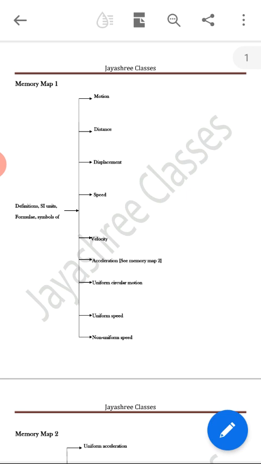Okay, here is a memory map. The first memory map gives definitions, SI units, formulas and symbols. There are some terms which are displayed: motion, distance, displacement, speed, velocity, etc. You have to draw this memory map immediately after your lesson, where your lesson ends in your notebook.